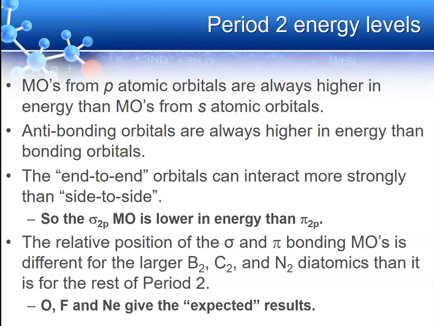The end-to-end orbitals can interact more strongly with each other than the side-to-side. That makes sense, because end-to-end they have more space, more areas of interaction, than side-to-side. So in general, the sigma 2p molecular orbital is lower in energy than the pi 2p. But we do have to keep in mind these relative positions, because it's different for the boron, carbon, and nitrogen diatomics because you get this mixing. Then for oxygen, fluorine, and neon, you get the expected results without the mixing.